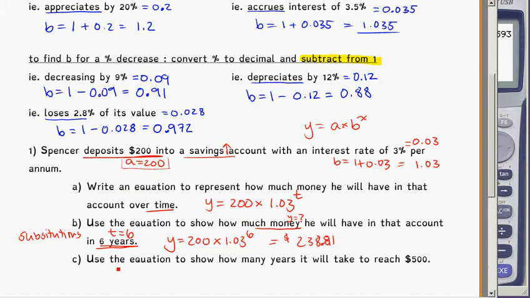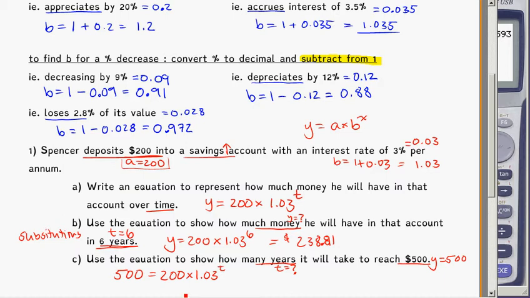Next bit, use this equation to show how many years it will take to reach $500. So use the equation again. They want you to show some substitution. How many years? So now we're looking for time. We don't know what that is. And we're looking for a value of $500. So in that case, that's that he has $500. We know that y is equal to 500. So here, using my equation, instead of writing y, I'll write 500 is equal to 200 times 0.03 to the power of t that we don't know.